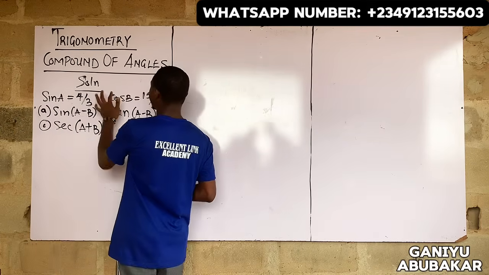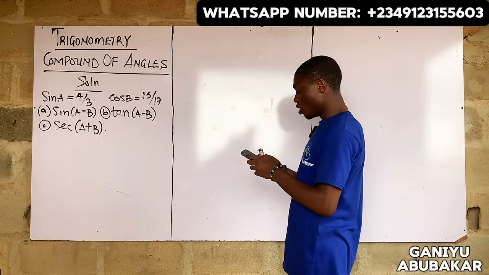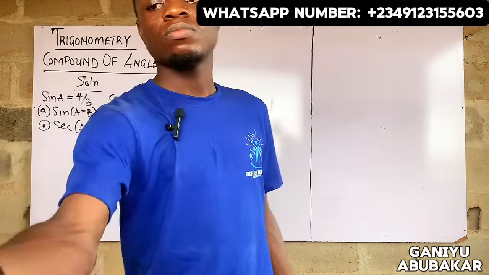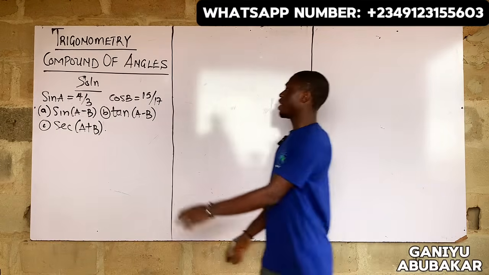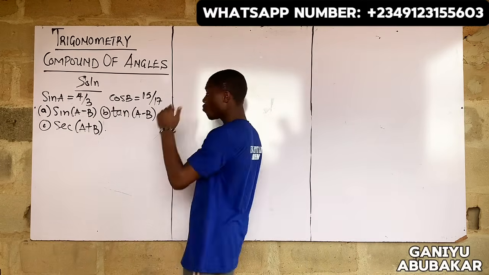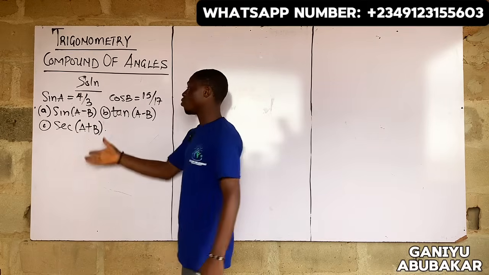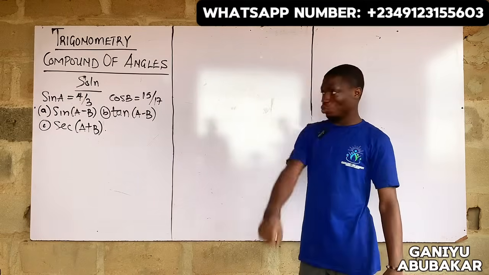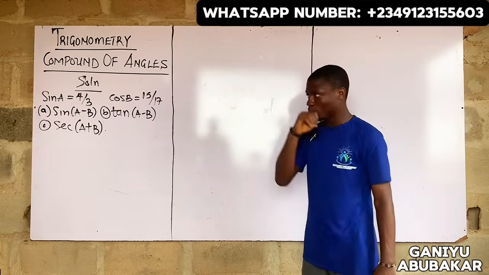How do we solve this particular problem using the idea of compound angles? First, I'm given sine A and cos B, so we're looking for sine A minus B, tan A minus B, and sec A plus B. Let me do an analysis for you.